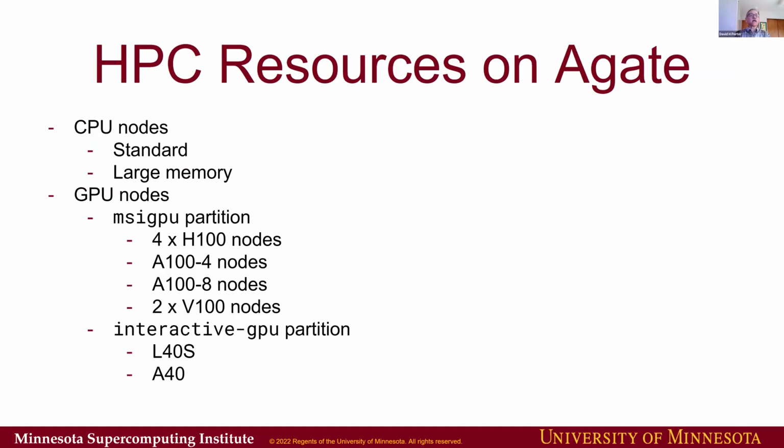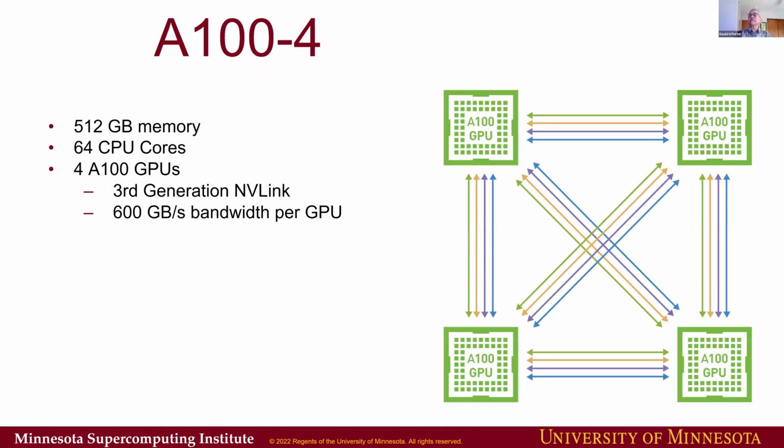The HPC resources on Agate are, as I mentioned, a heterogeneous cluster. You have the standard compute nodes, there are some large memory nodes, and then a whole variety of GPU nodes that are available. This set is always changing, but Angel will talk about some of the details of some of the more common GPU nodes and how you can take advantage of them. So, Angel, did you want to start here?